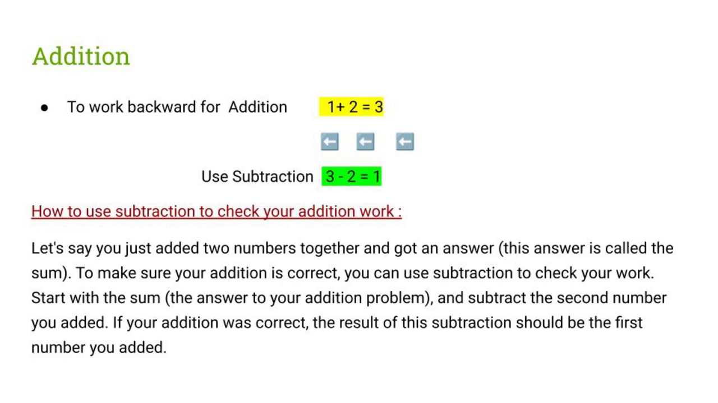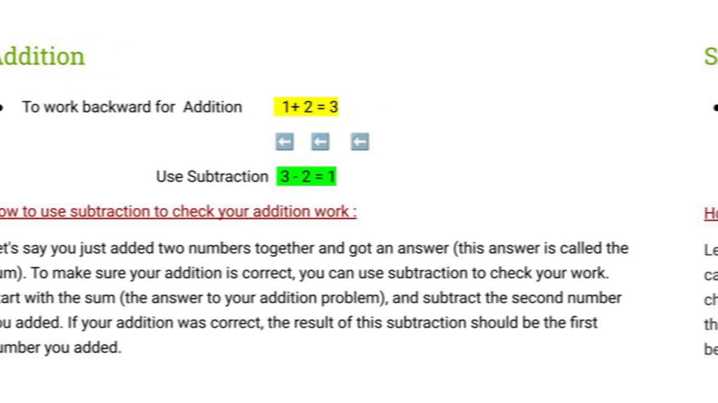Let's say you just added two numbers together and got an answer. This answer is called the sum. To make sure your addition is correct, you can use subtraction to check your work. Start with the sum, the answer to your addition problem, and subtract the second number you added. If your addition was correct, the result of this subtraction should be the first number you added.